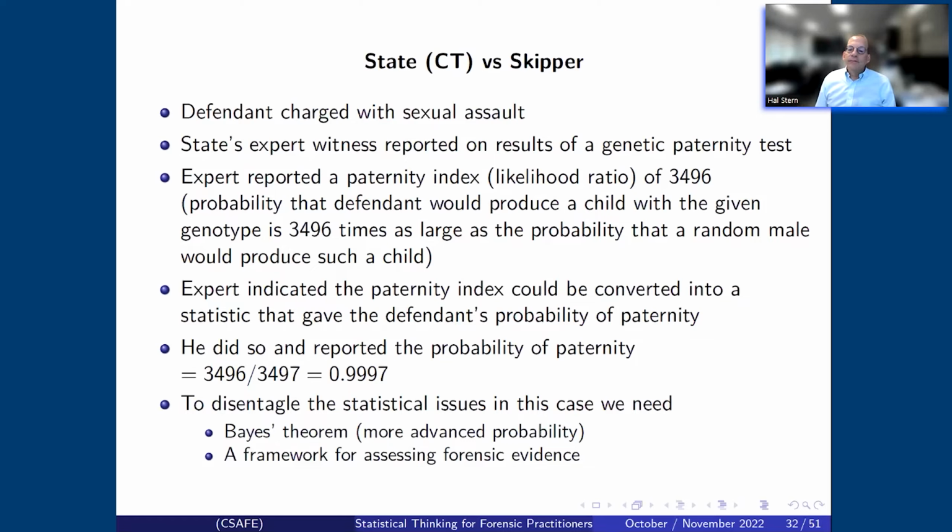But the expert said, not only can I tell you this likelihood ratio, I can tell you more. I can tell you the probability that this man is the father. And they did so. They said the probability this person is the father is 3,496 divided by 3,497, which is 99.97%. And this person was also convicted and later appealed the case. To understand the statistics in this case, we need to go a little bit further in our discussion of probability to a topic that's known as Bayes' theorem, and to a framework that we will come back to later in the short course for assessing forensic evidence.